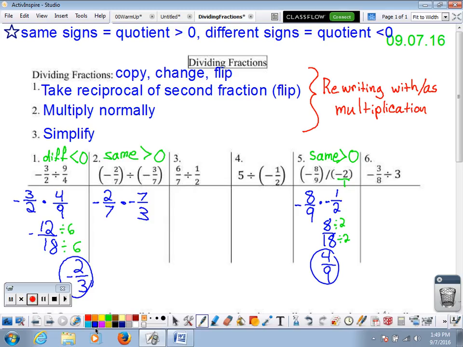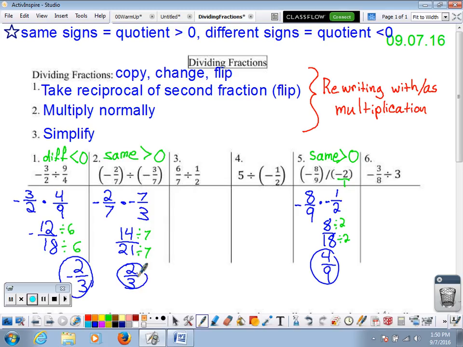Okay, we can multiply straight across. We said our product or quotient is going to be positive. 2 times 7 is 14. 7 times 3 is 21. All right, so we've got 14 over 21. I need to reduce. I can divide numerator and denominator by 7. Okay, and that will give me 2/3.